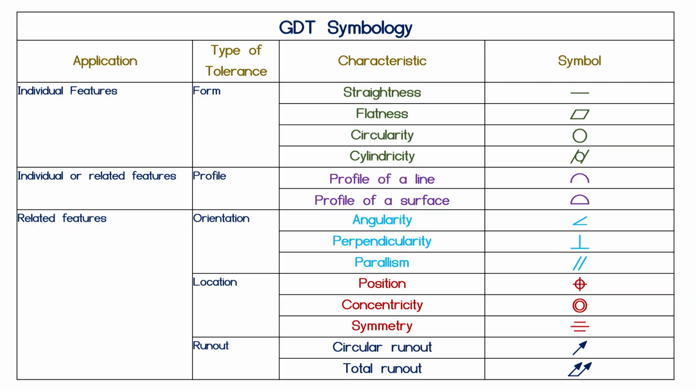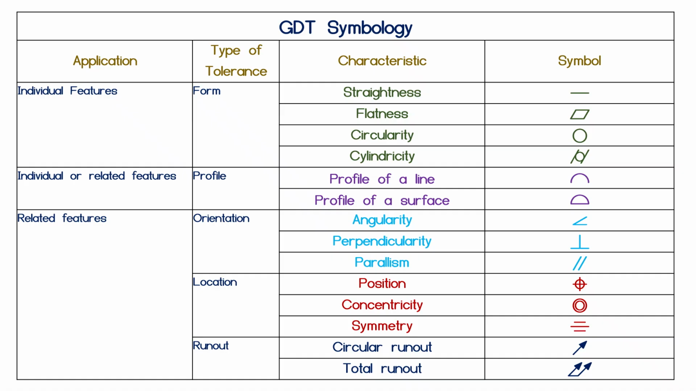GD&T symbology, the study of symbols. The form tolerances are applied to individual features. The form tolerances are straightness, a straight line; flatness, a slanting square or parallelogram; circularity, a circle; and cylindricity, a circle with two slanting lines at the end and beginning.